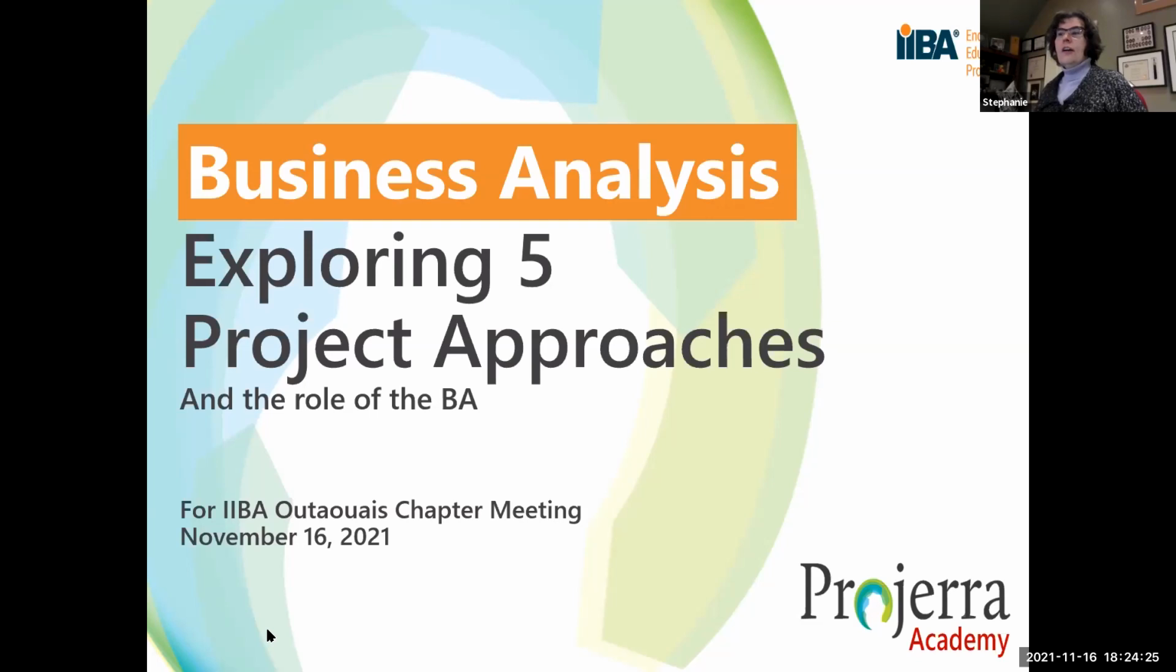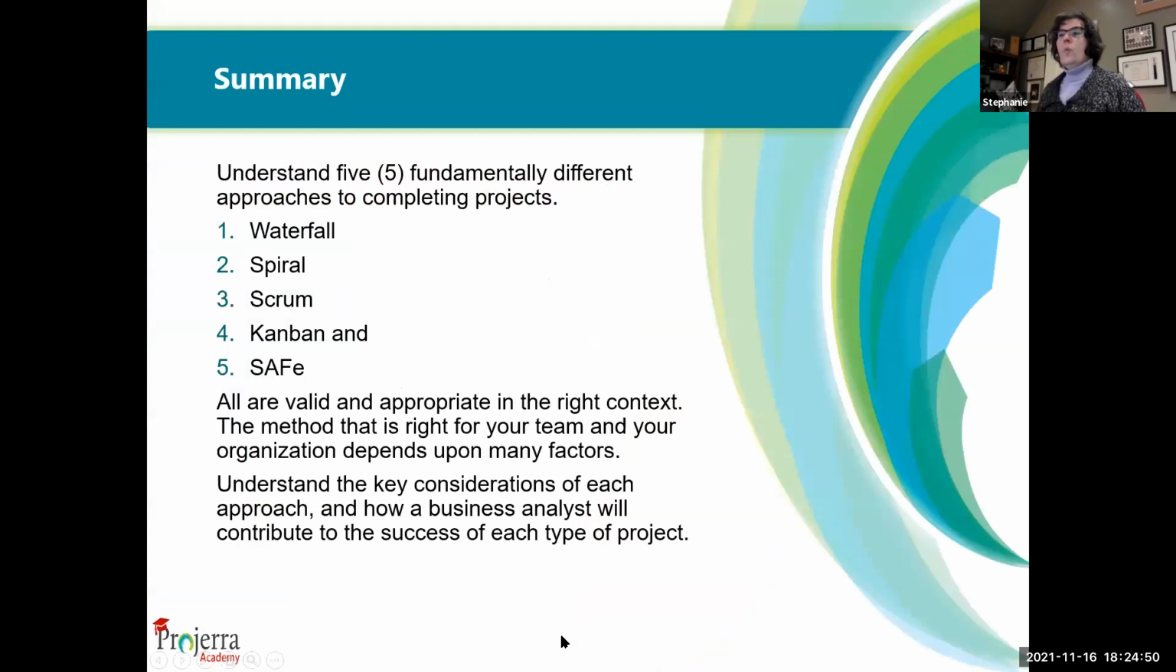Today, we're going to be talking about 5 different project approaches and how BAs take on different responsibilities and play a different role when they're working in those different project approaches. Because yes, it's about requirements and engaging stakeholders, but you do it in a slightly different way depending upon the project. So we're going to be talking about 5 different approaches: the traditional waterfall approach, a spiral or iterative approach, and then a couple of agile approaches.